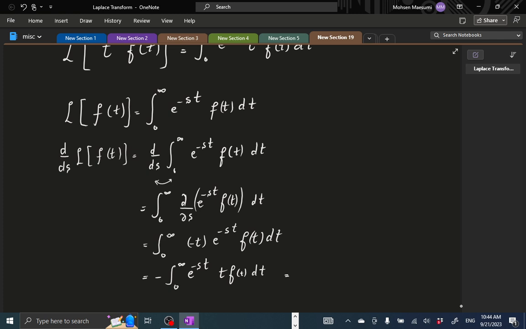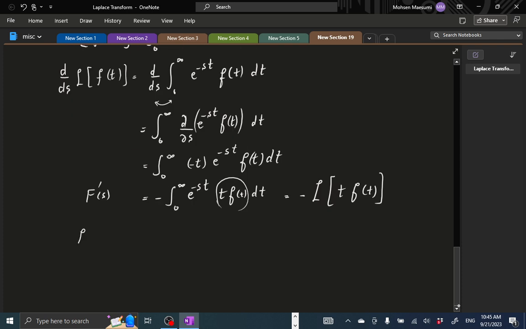And well, what is this? This is a negative of Laplace transform of this function, t f of t. And what is on the left hand side? It's a derivative with respect to s of our function. So that's going to be F prime of s. To summarize, if I have Laplace transform of t times f of t, I put this minus in front of that, it becomes minus F prime of s. This means derivative with respect to s.